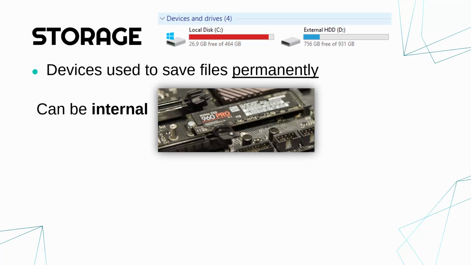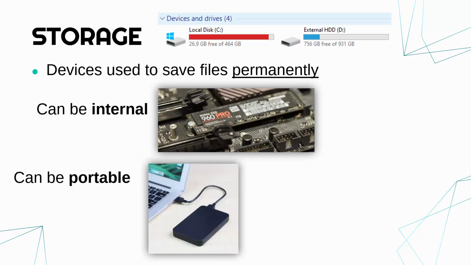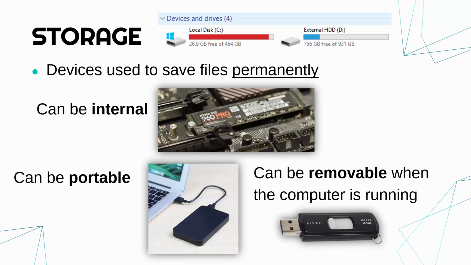This picture is of an M2 drive, which is a type of solid state storage. Anything inside a computer is internal, but you can have external devices, which are outside. Usually these are portable, where you are able to take it out really easily and move it around, connect it to different devices, as in the case of this external hard drive. And most portable devices will be removable. What that means is you are able to safely remove it when the computer is running.